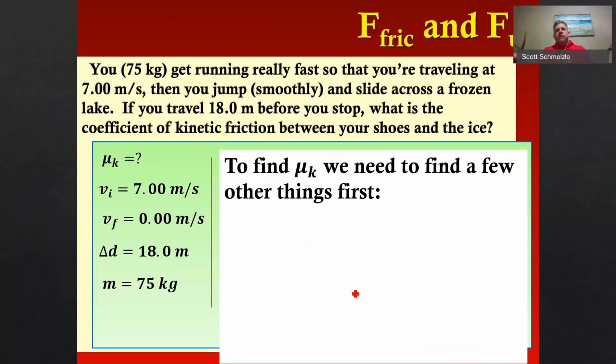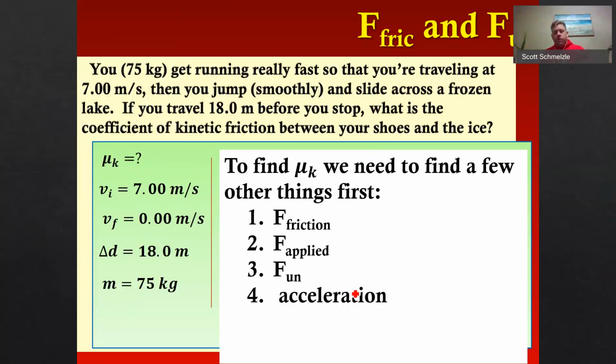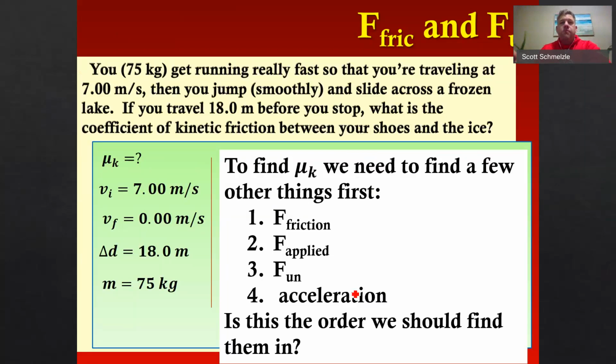Right? So to find mu, we need to find a few other things first. We've got to find our force of friction, we've got to find our applied force, we've got to find the F-net, and we have to find the acceleration. Now, as you look through these, hopefully you're starting to generate ideas on how to solve these things. Remember, our force of friction, mu mg. Our force applied, we'll talk about that in a second, but that's a specific number for this case. Our F-net, ma. And then acceleration, we've got a bunch of numbers over there that we can do kinematics with. So now we just have to figure out which one's the best one, right?